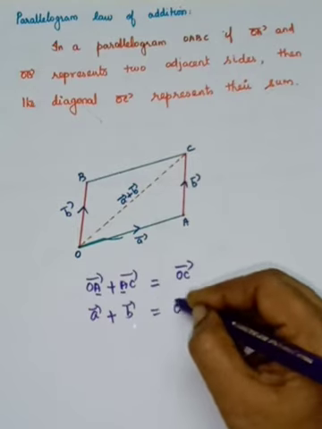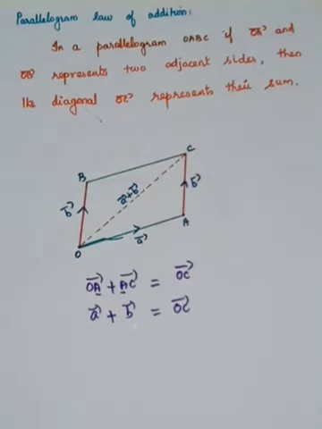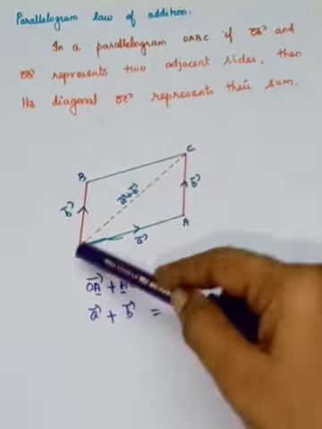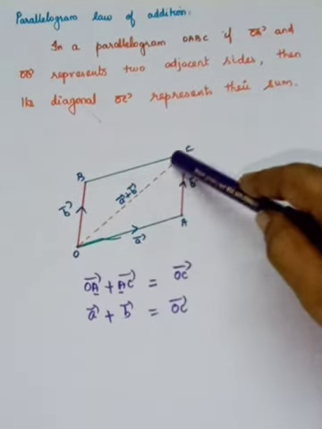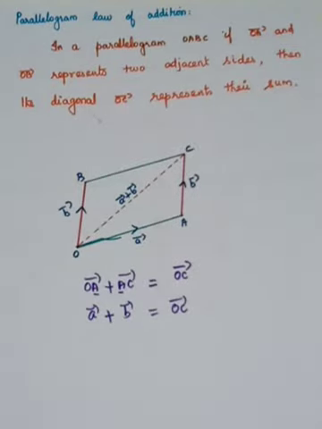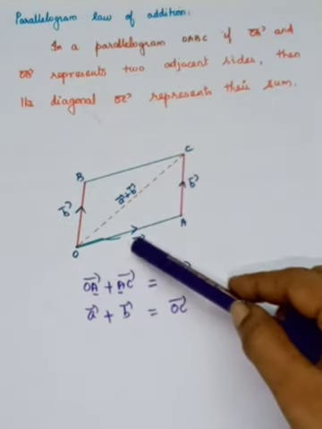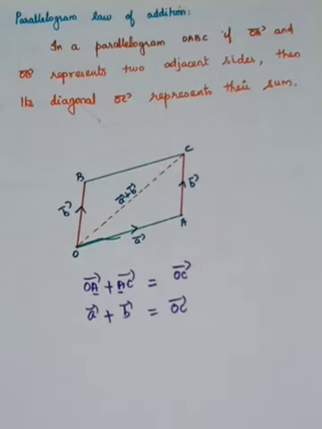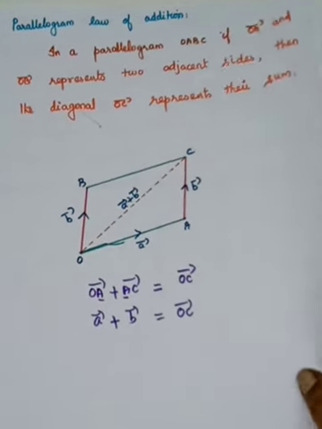So what is OC vector for the parallelogram? It is the diagonal. Therefore, if two vectors OA and OB represent two adjacent sides of a parallelogram, then their diagonal OC represents their sum. That is called the parallelogram law of addition of vectors.